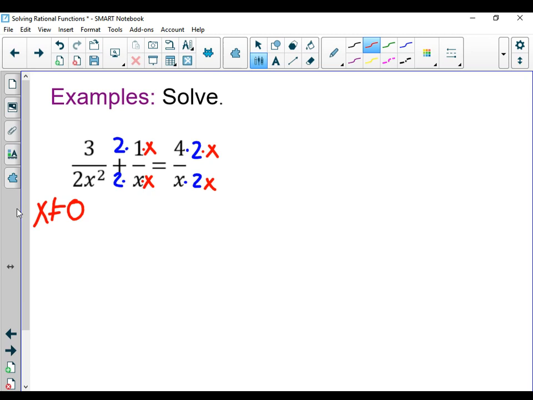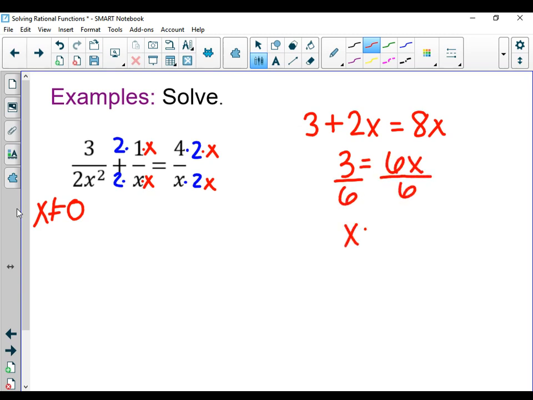I'm sorry? 0. Okay, so then now I get 3 plus 2x equals 8x. I subtract my 2x. Now this is where some of us don't show work and it gets us in trouble. This is 1/2, not 2. Naturally, we see 3 and 6 and we're like, oh, the answer is 2. Okay, so our answer is 1/2. X can't be 0, so I'm in the clear. Questions on that so far?